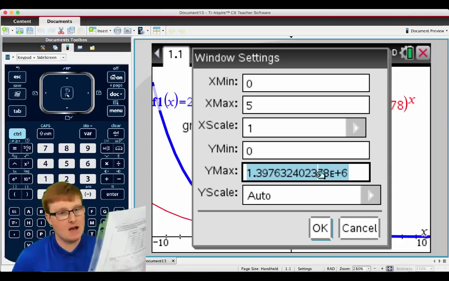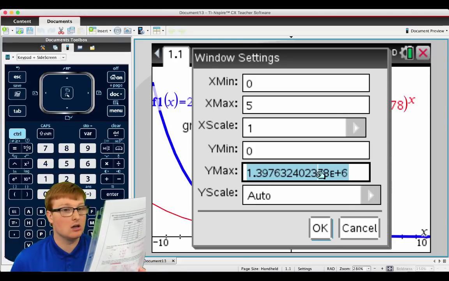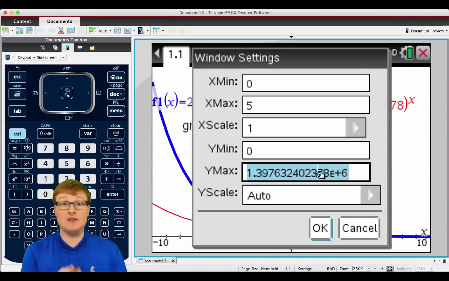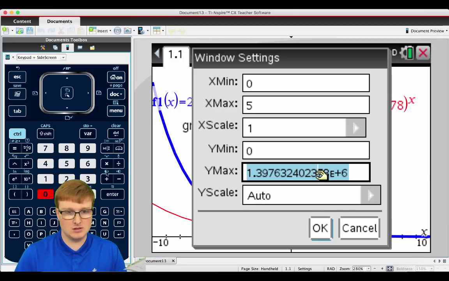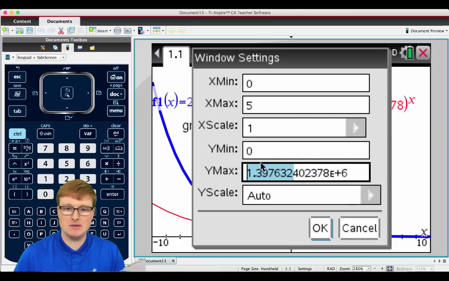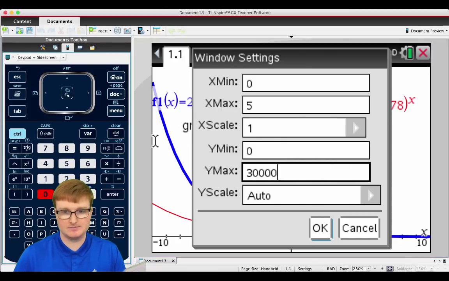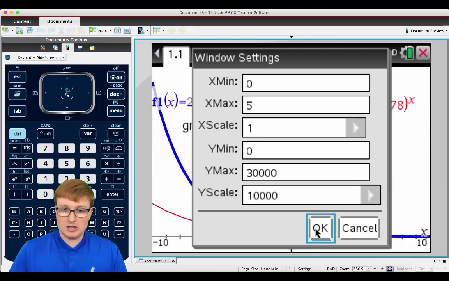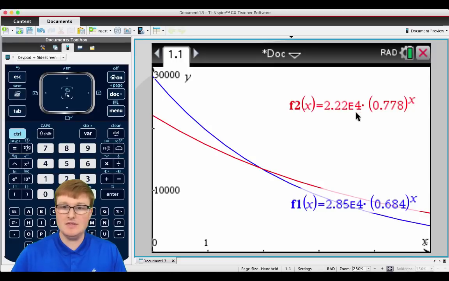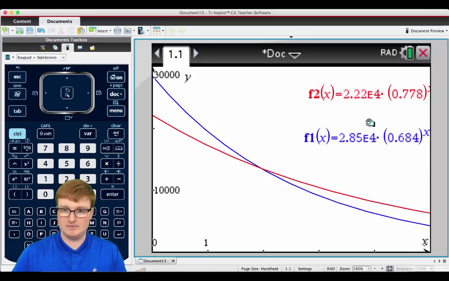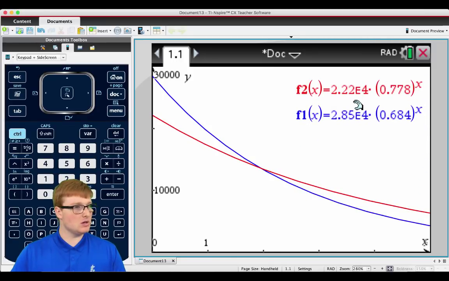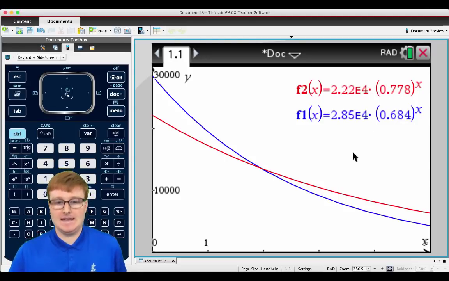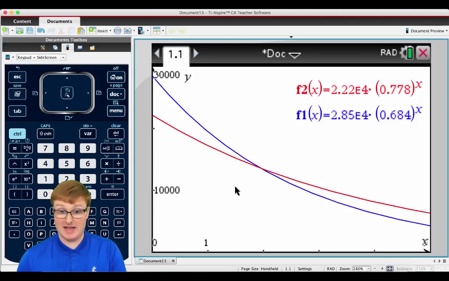Okay, so the initial amount for v of t is 28,482. So let's just make the Y maximum 30,000. That would probably be most appropriate in the context of this problem. Let's make the scale, I don't know, 10,000. Click OK. That's better. We're good so far. Now what we're going to do is basically graph that.